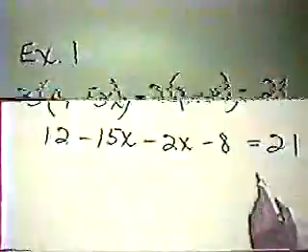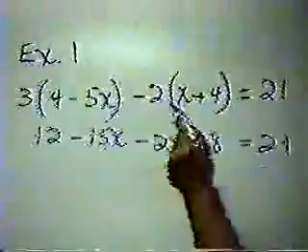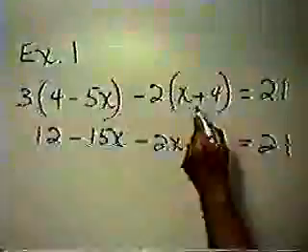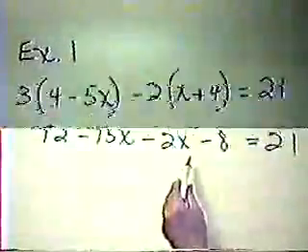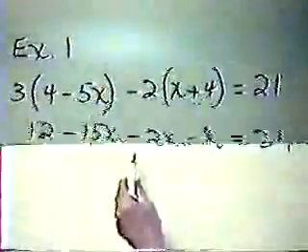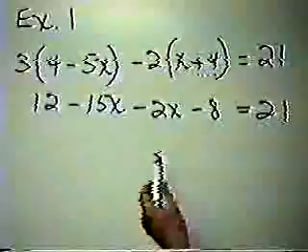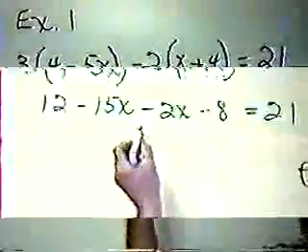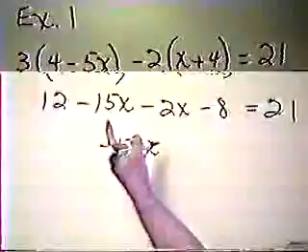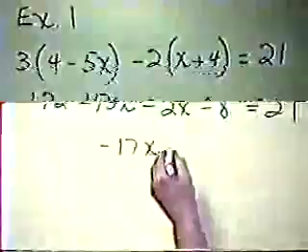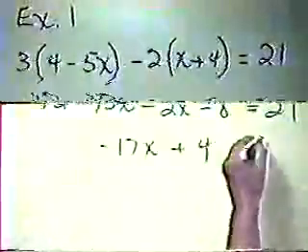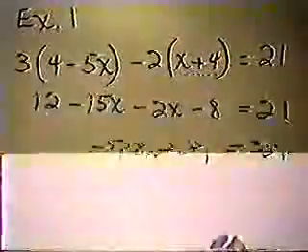Remove parentheses by multiplying what is directly in front of the parentheses by everything that's inside. All right. Now the next concept is to add x's to x's, apples to apples, oranges to oranges, numbers to numbers. So we will add the x's, and so we get a minus 17x. We add the numbers. 12 minus 8 is a plus 4 is equal to 21.